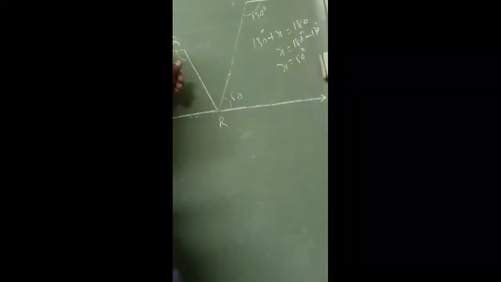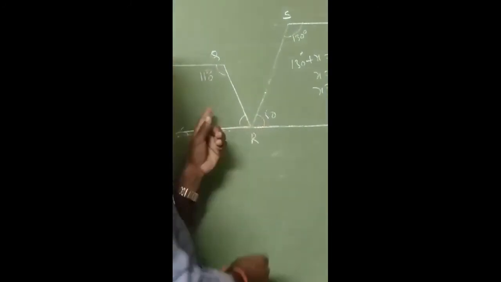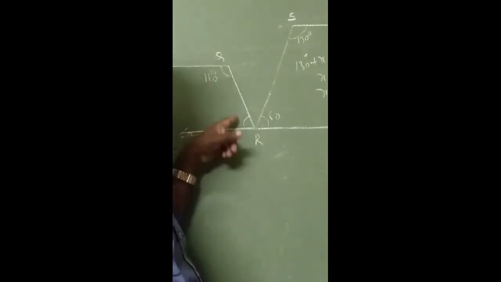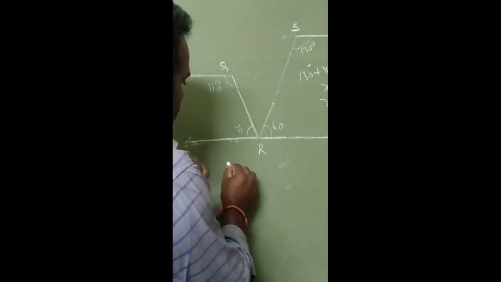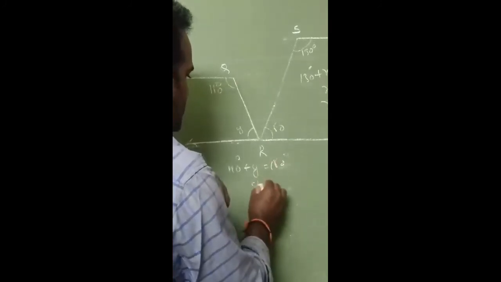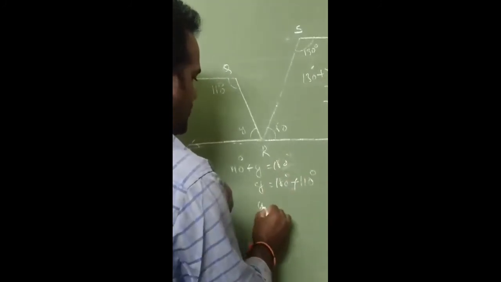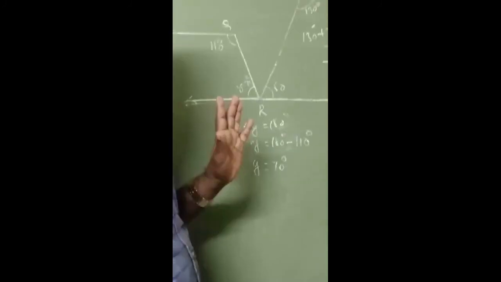Same as here also. Observe these two angles. This angle we can take as y. The sum of the co-interior angles is equal to 180. So 110 degrees plus y is equal to 180 degrees. So y is equal to 180 degrees minus 110 degrees. Y is equal to 70 degrees.